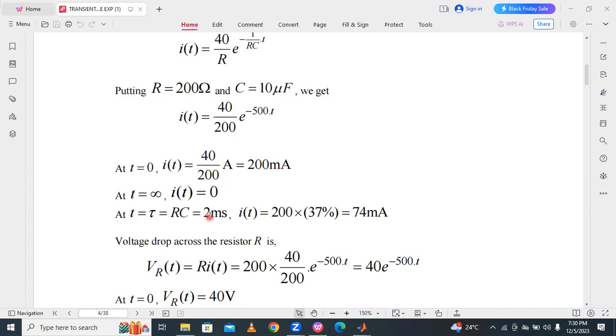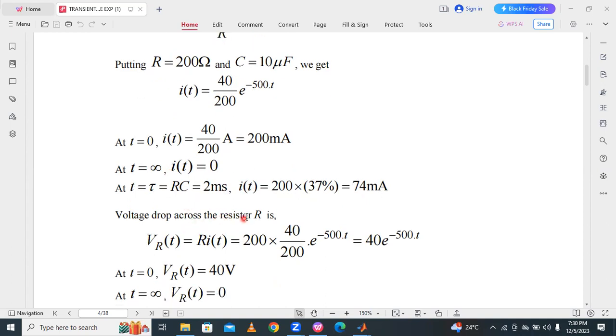So at 2 milliseconds, for a decreasing exponential, the time constant is nothing but 37% of the initial value. 37% of 200, where 200 is the starting value, is nothing but 74 milliamps. This is the current I of t at the time constant of 2 milliseconds.